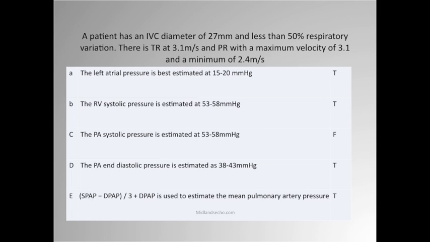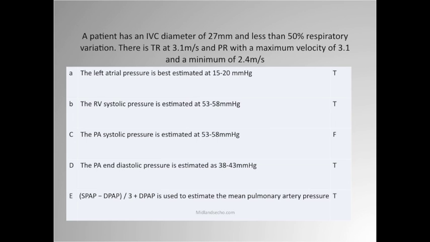So, in this question, it describes a patient with a big IVC with little respiratory variation. It tells you the tricuspid regurgitation velocity during systole and the pulmonary regurgitation velocity during diastole, both essentially at the start and the end of diastole. So the left atrial pressure is best estimated at 15 to 20 millimeters of mercury. That's correct. That's just a value from the BSE sheet. The RV systolic pressure is estimated at 53 to 58 millimeters of mercury, which is using 4V squared on 3.1, which is 38, and adding 15 to 20, so that's correct.